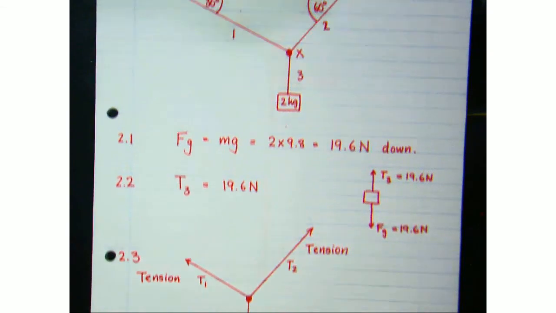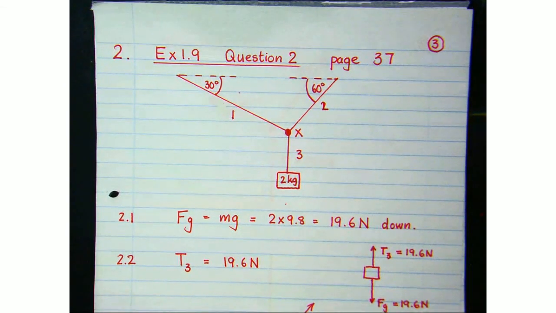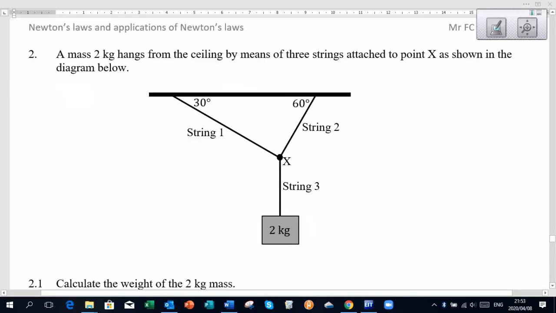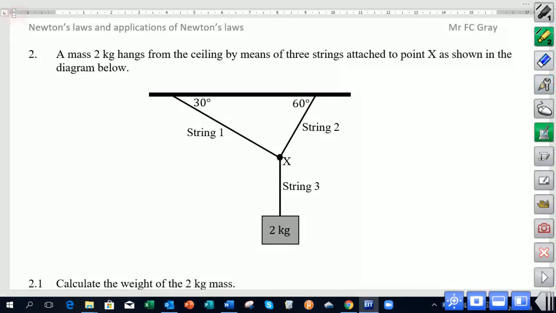In the second question that I'd like to cover with a different method, we're going to look at page 37 of our notes. It's question 2. So let's go there. Here it is. We've got a 2 kg mass being hung from a point X. Point X is where all the strings are tied together. So there'll be a tension in that string, a tension in that string, and a tension in string 1. So all the forces are acting on point X.